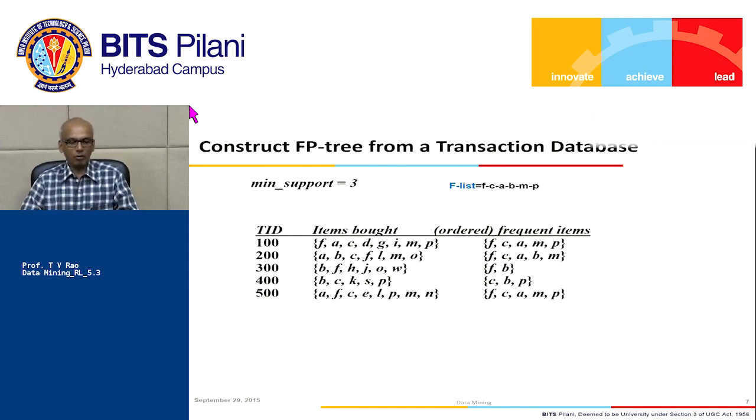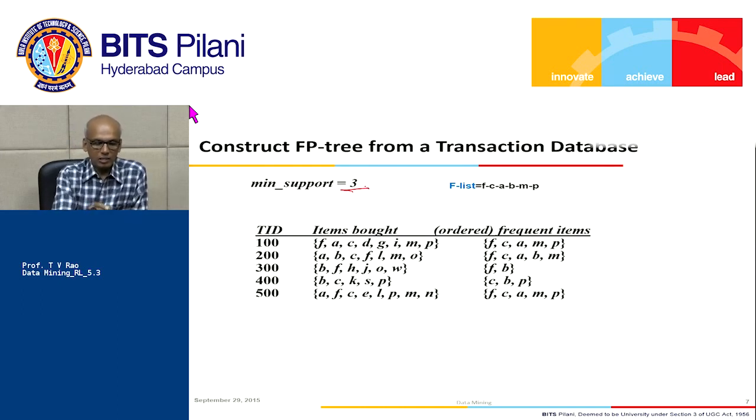Now let's say we have a transaction database that has 5 transactions, and these 5 transactions contain the items bought. We have numerous items, so there are possibly 15 distinct items which have been bought. Then we look at the support. We identify that 3 is the minimum support which is required, and so we are not concerned about the items which are lower than 3.